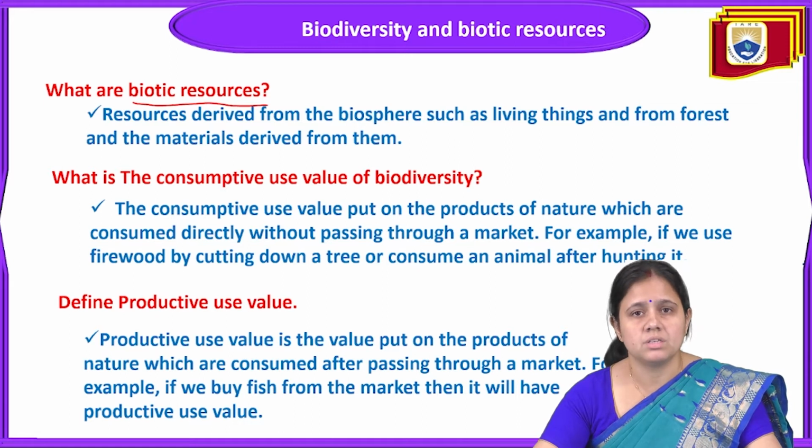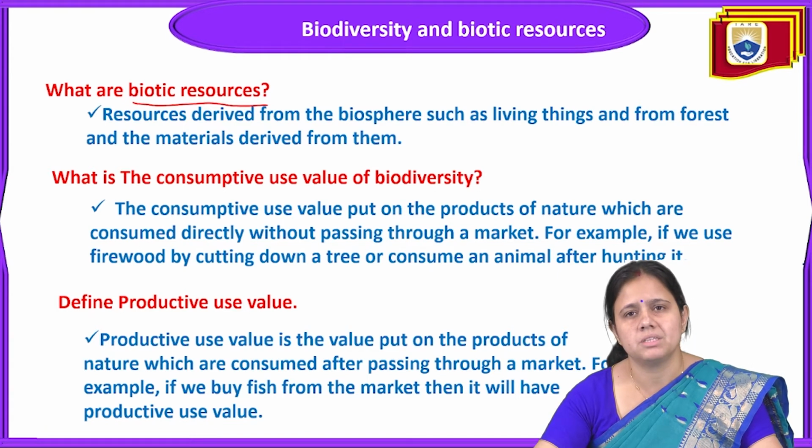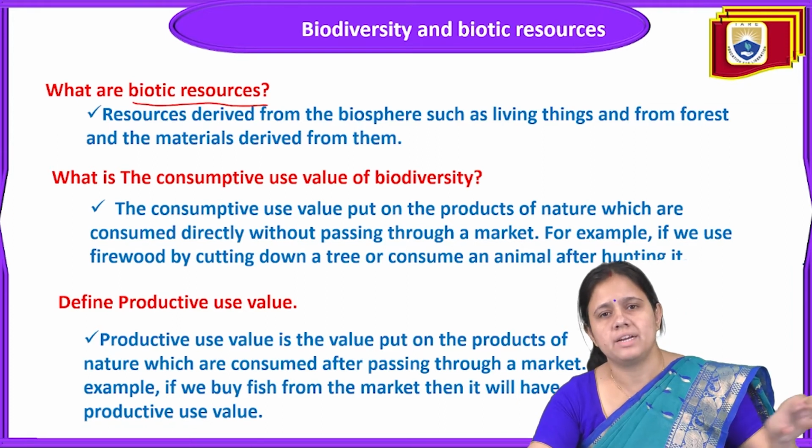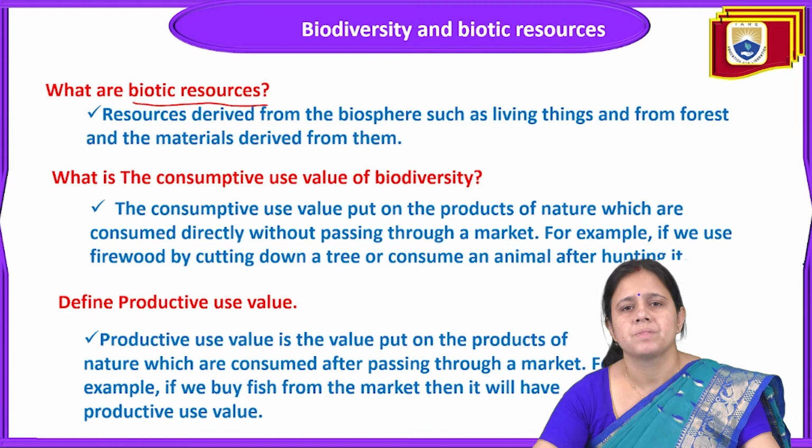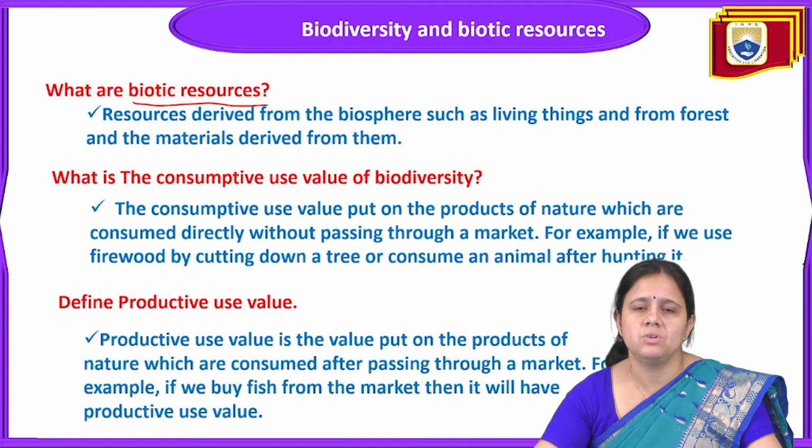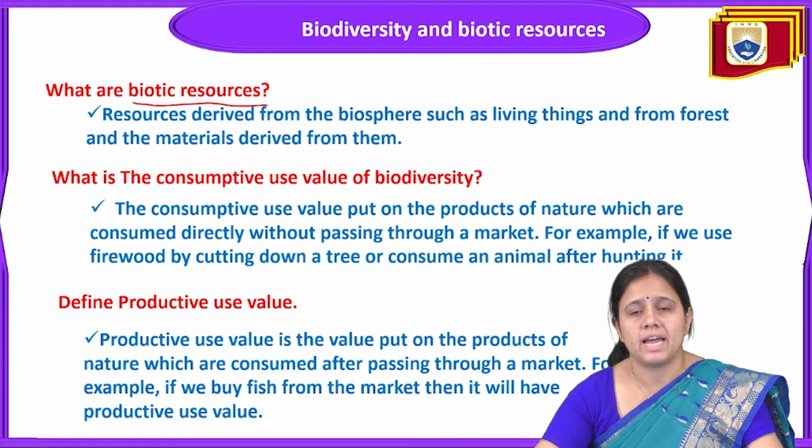So consumptive use refers to the direct utilization of biodiversity goods. If we eat animals by hunting, then it comes under the category of consumptive use value, because consumptive use value is a direct use, directly taking the benefit of this biodiversity without passing through a market, or without any modified way or any different source. That means directly utilizing the benefits from the biodiversity is called consumptive use value of biodiversity. So it can be cutting down a tree or consuming an animal after hunting it.